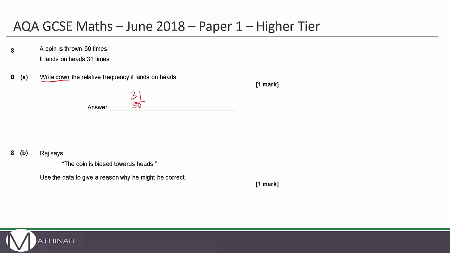Now, that's the answer as a fraction. You could give your answer as a decimal, which would be 0.62, or you could give it as a percentage, which would be 62%. So you can give your answer to this as a fraction, a decimal, or a percentage, whichever one you do, you will get the mark. The one thing that you should never do is write something like this in a ratio. Okay, so if you write as a ratio, you won't get the mark.